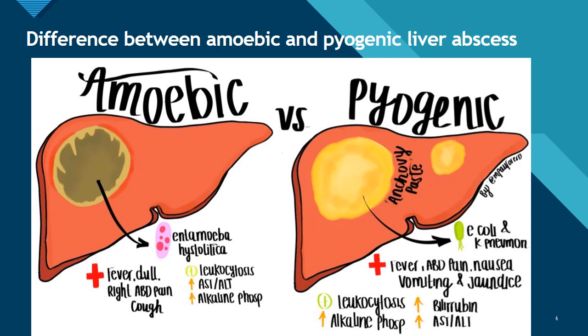And in amoebic liver abscess, the abscess contents are mostly chocolate colored. It is also known as anchovy sauce like secretion. And in the pyogenic, it's yellow colored pus discharge. However, in both, the liver is involved, therefore there will be increased liver enzymes.